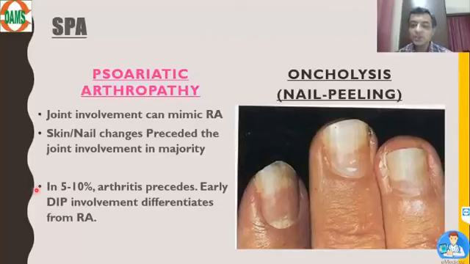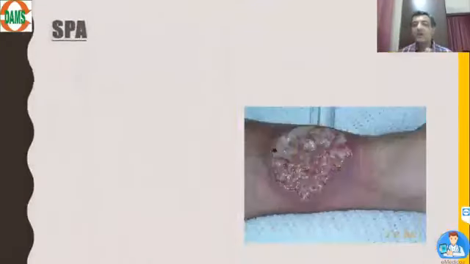Onycholysis is the most common extra articular feature. So the majority of the time, even though the joint involvement looks like RA, before the joint is involved they can get an extra articular problem. Even if the joint is involved without any other problem, it is the DIP involvement which helps differentiate from RA. Second topic. That's all. Simple.